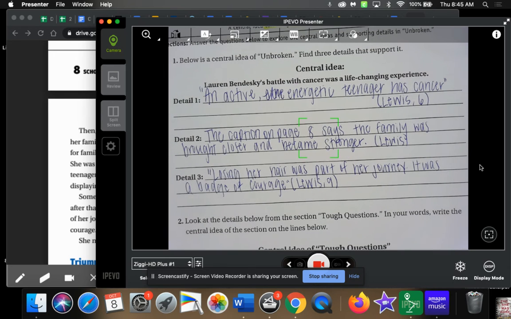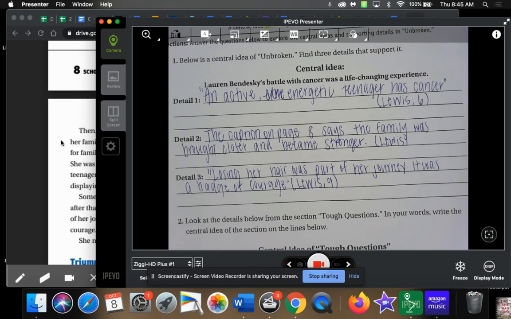Okay, there is plenty more evidence that you could use to support that this is a life-changing experience. That's the nice thing about central idea. First of all, you may have more than one, and you can always find evidence to support because it is the central idea of the entire article.